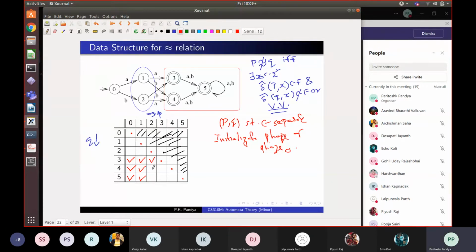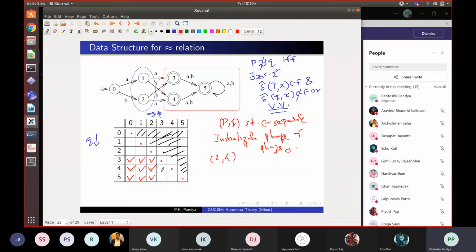Can somebody help me fill 2, 4? So what about pair 2, 4, which actually denotes this element, second column and fourth row? Are they separable? Yes, sir. So I put a tick there. 2, 5 separable. So I put a tick there.